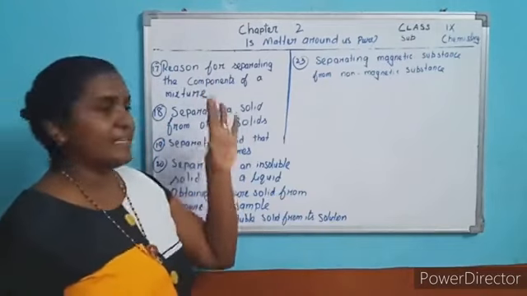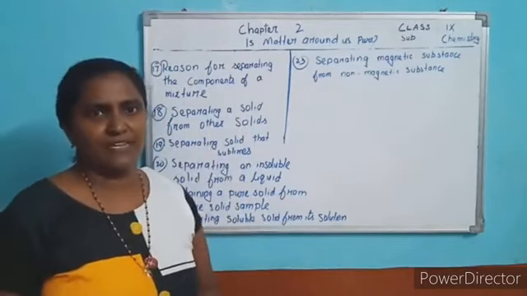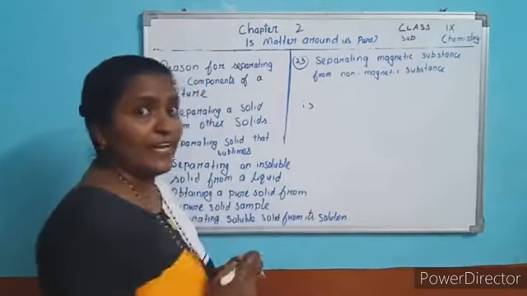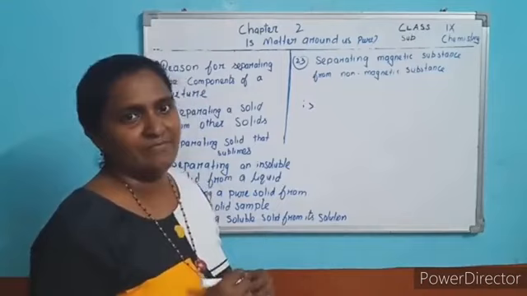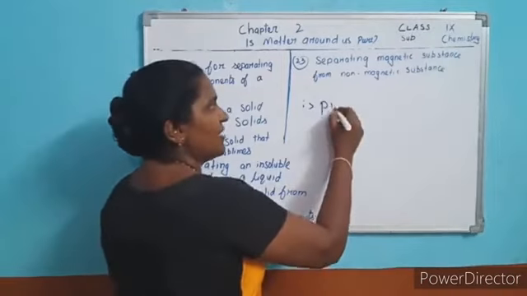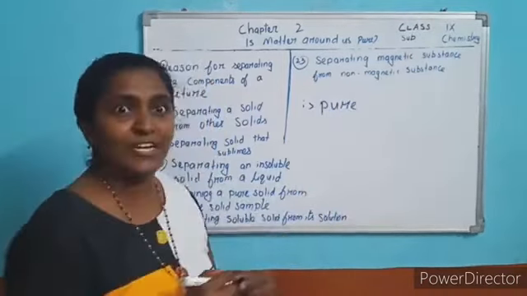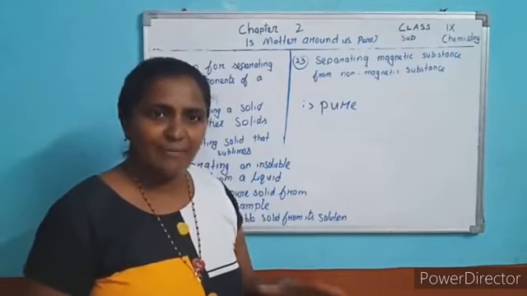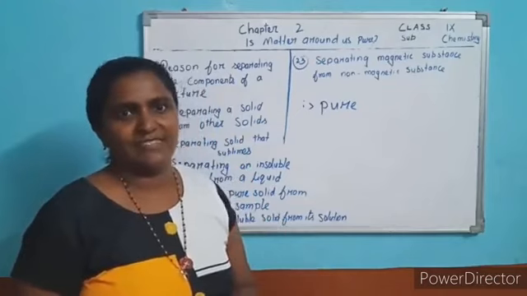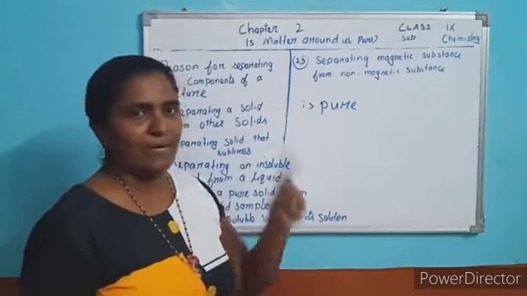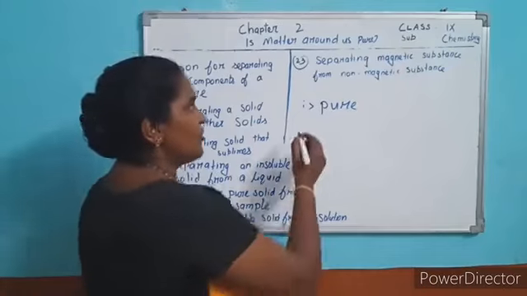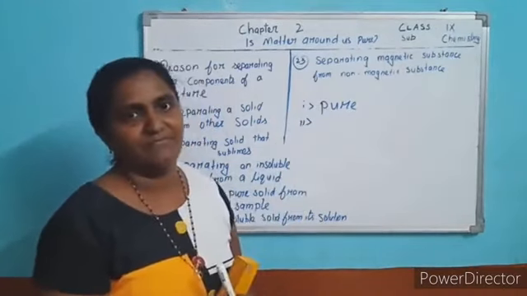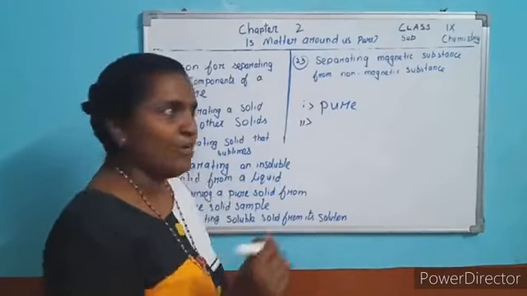What is the reason for separating the components? Why do we have to separate? The first one is to get a pure sample, pure form. We want to get a pure sample. So in order to get a pure sample, it is necessary to separate the impurities. Yes or no? Second purpose, to remove harmful substances from the mixture.